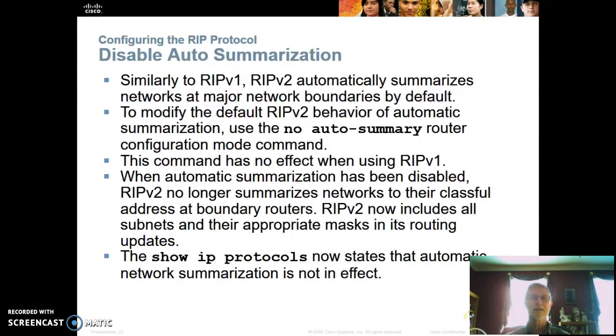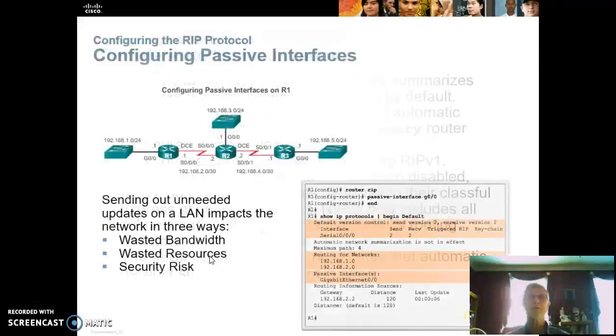automatic summarization, version 2 allows you to turn off that auto summary to allow you to be more specific. So you specify that using the no auto-summary command. This command has no effect in version 1, so it only applies to version 2. Then if you show IP protocols, it'll tell you that auto summarization is not in effect. As you can see here, this message says automatic network summarization is not in effect.